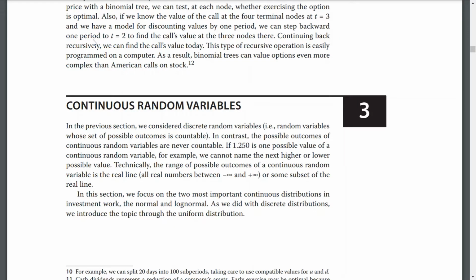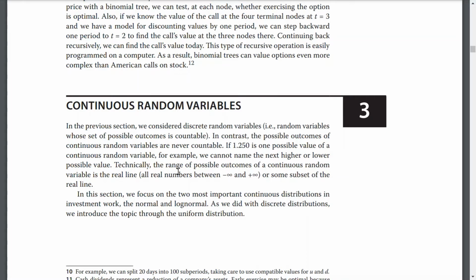Continued CFA Level 1 reading 10, Part 3, Continuous Random Variables. In the previous section, we considered discrete random variables, i.e. random variables whose set of possible outcomes is countable. In contrast, the possible outcomes of continuous random variables are never countable. If 1.25 is one possible value of a continuous random variable, for example, we cannot name the next higher or lower possible value. Technically, the range of possible outcomes of the continuous random variable is the real line. All real numbers between negative infinity and positive infinity are some subset of the real line.